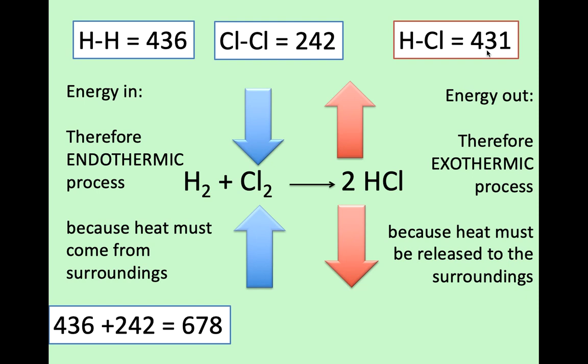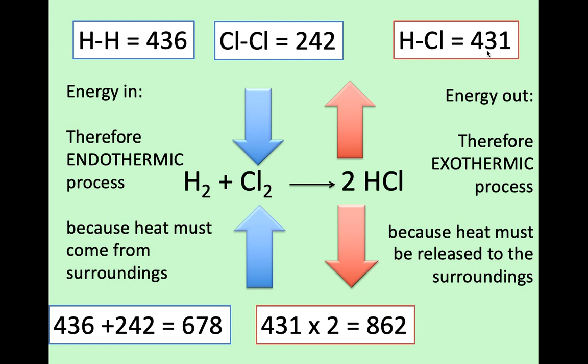436 plus 242 equals 678 kilojoules in total that we've had to put in to break that hydrogen and chlorine apart. When we've made the hydrogen chloride, the amount of energy we've got out is 431 times 2 moles, because we've made 2 moles. So we've given out 862 kilojoules in total. So all we have to do now is work out how much energy we put in, take away, or minus, how much energy we got out.